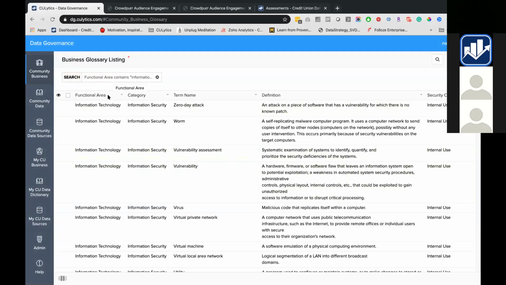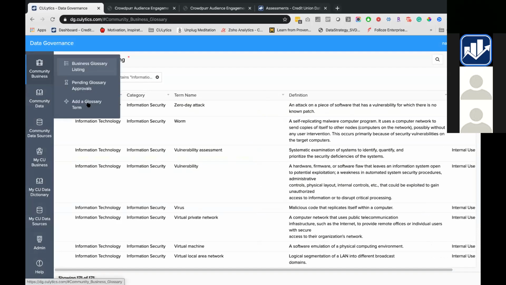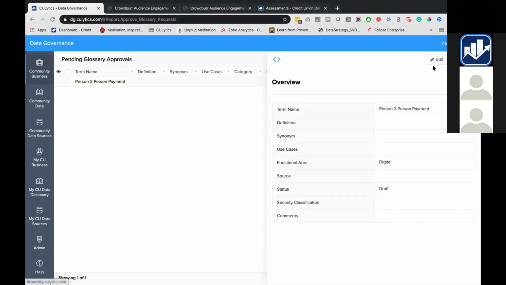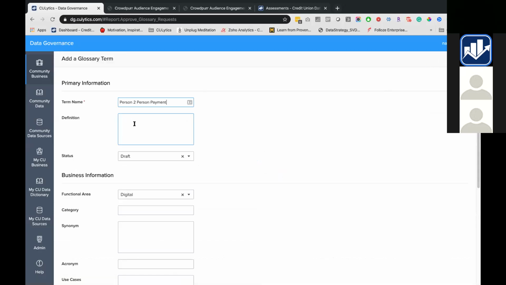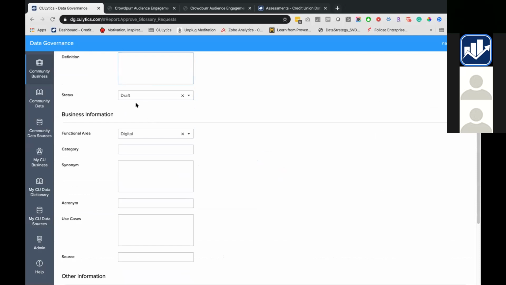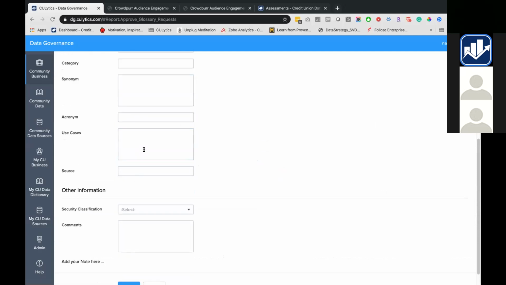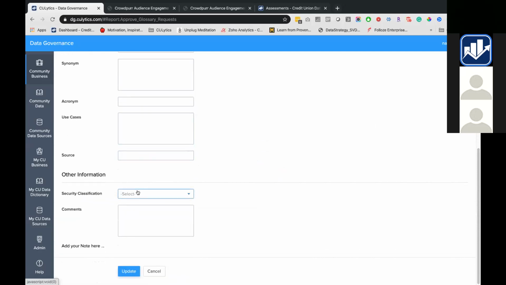So this is the view that Michael is able to see, that not only can he create a new term, but he can look at the pending approval terms. He can see that this is a term that was added, and he can go over here and edit this term. He can update the term name, definition, look at the status and update it to approved, what functional area it is from, what synonym, antonym, or what are the use cases or sources it has, and also the security classification, is it internal use, general use, confidential, and so on. And he can update it over here.